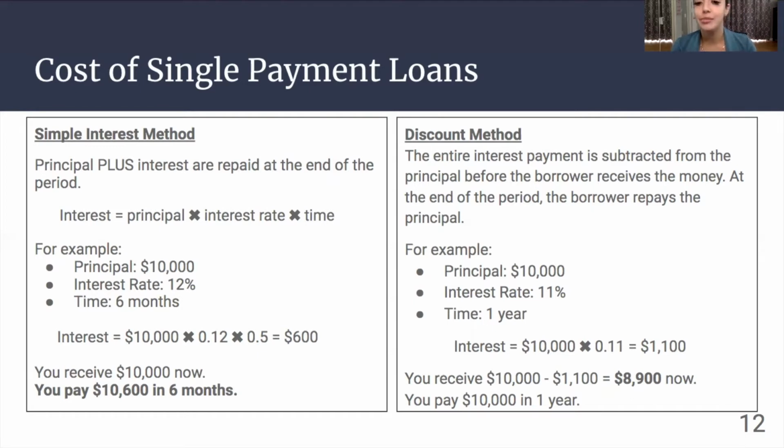So in the example for the discount method, your principal is still $10,000, but your interest rate is 11%, and the time that the loan is going to be outstanding is 1 year. So when you're calculating your interest, $10,000 times 11% times the 1 year comes out to $1,100. You will actually receive $10,000 minus the $1,100 right now, meaning you're going to get $8,900 right now. However, you are still expected to pay back $10,000 in 1 year.